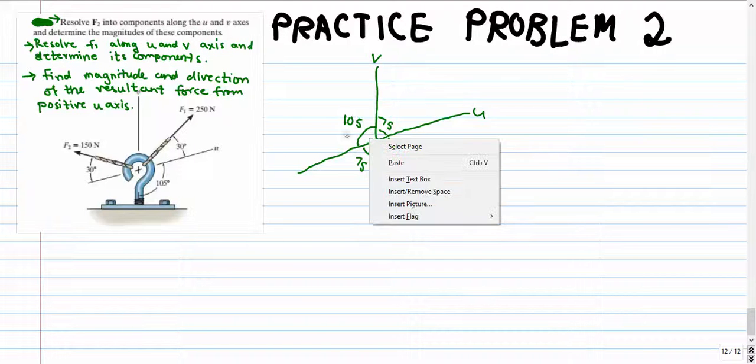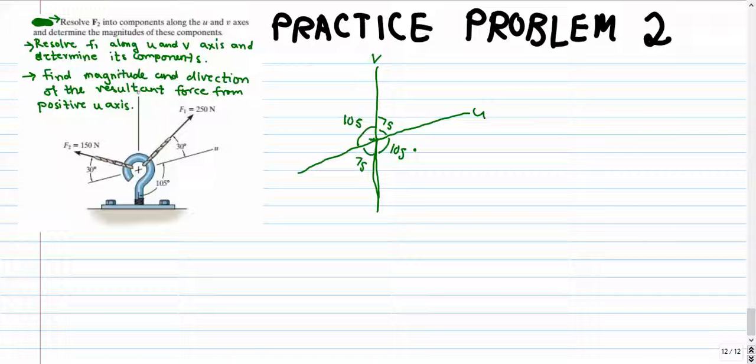Force F2 looks like this, while the force F1 looks like this. This angle is 30 degrees, and this angle is also 30 degrees. So let's start with the force F2 first.